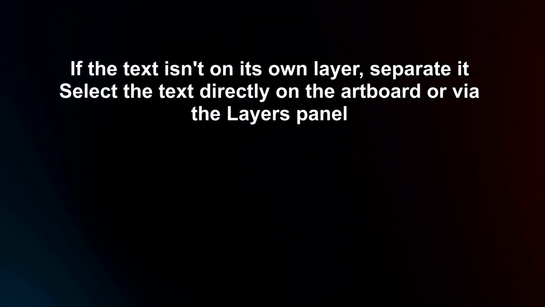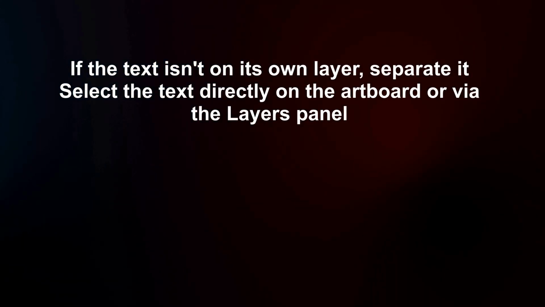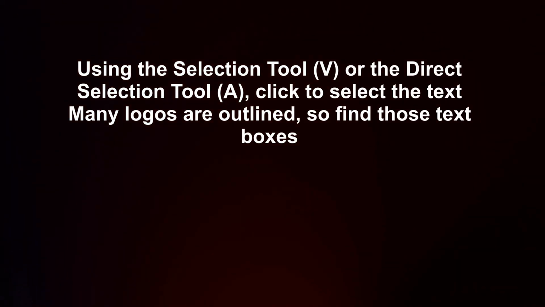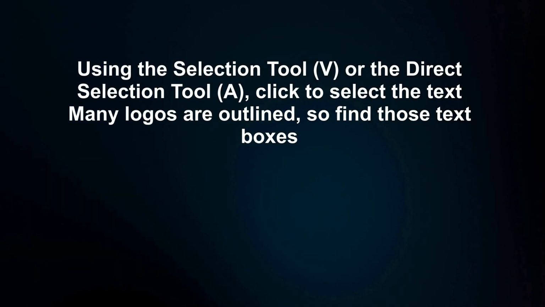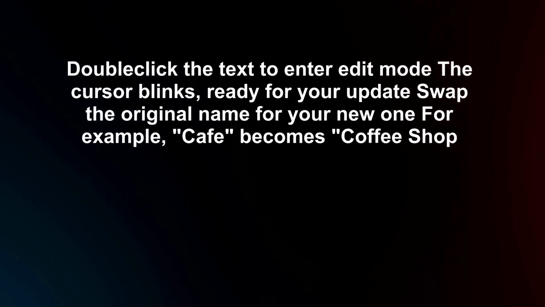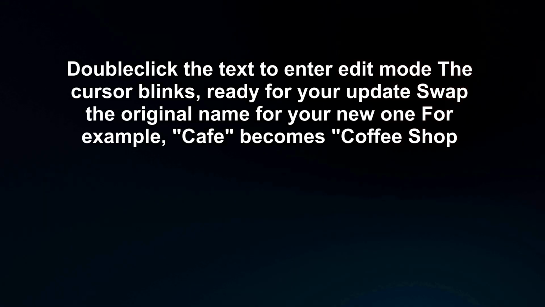Select the text directly on the artboard or via the Layers panel. Using the Selection Tool V or the Direct Selection Tool, click to select the text. Many logos are outlined, so find those text boxes. Double-click the text to enter edit mode. The cursor blinks, ready for your update.